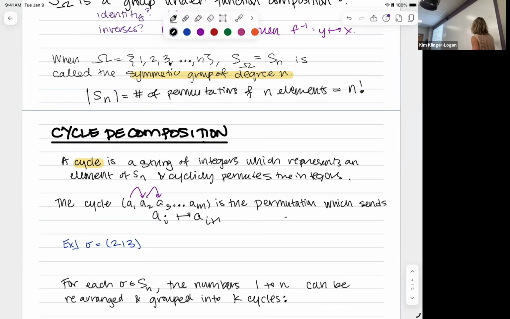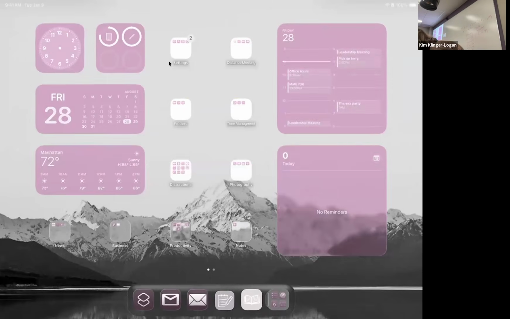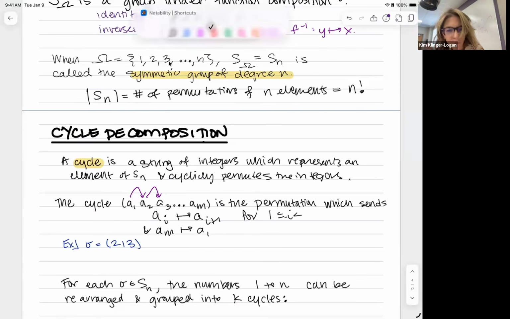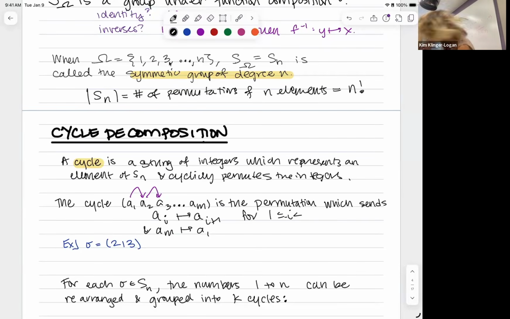Okay, so here, sorry, 1 is being sent to 3, whereas 3 we said is being sent to 7. 7 we said is being sent to 1. So 7 is being sent to 1. That's this next thing. So this is a_i is sent to a_{i+1}, except for a_m is being sent to a_1. So this is for i between 1 and m minus 1. Yeah, m minus 1. Is that including? No, yeah, that's right.